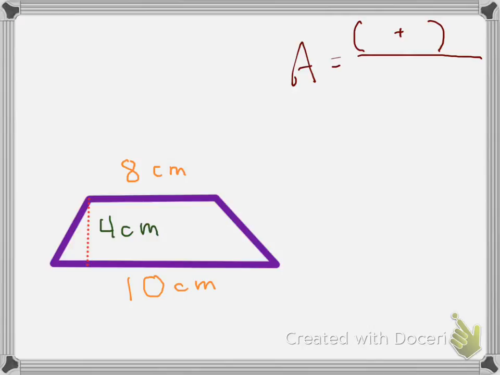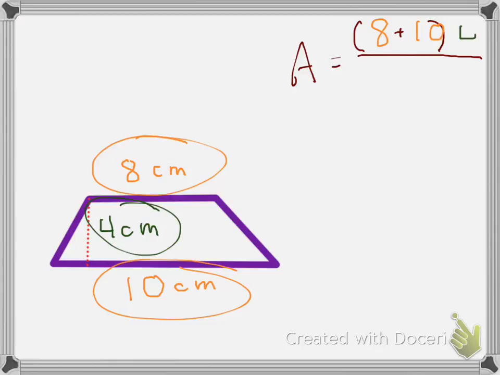So if you think back to the previous examples, what we had to do first is add together the two bases. Remember, we put them next to each other to form that parallelogram. So we're going to add the two bases up first: 8 plus 10. The next step in our last example was to multiply by the height. In this case, the height is 4. Now the last step in the previous examples was to divide the whole thing by 2.